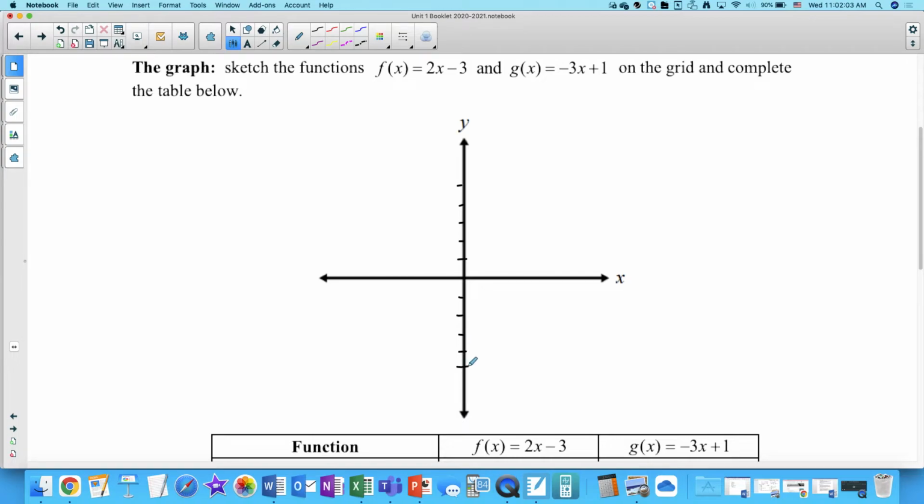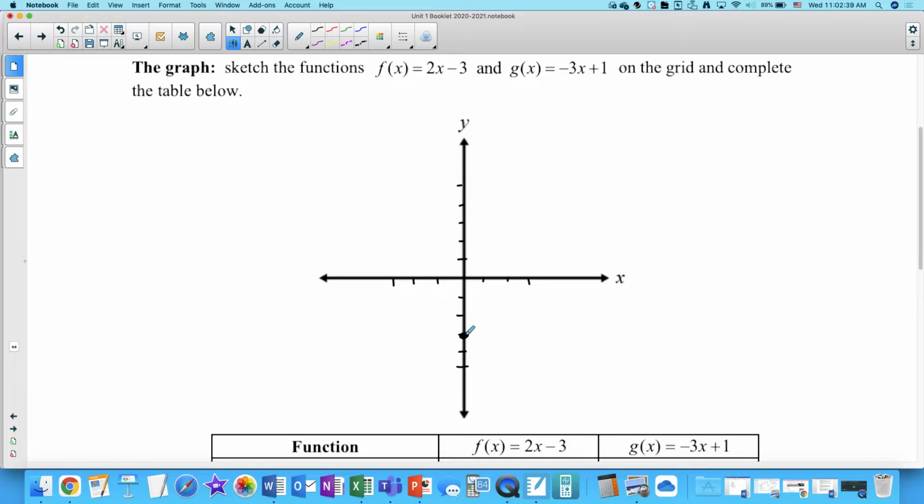So if we're starting with f of x, I'm going to start by plotting my y-intercept. In this case, it's at negative 3, which is right there. And then how could I find another point on the line?